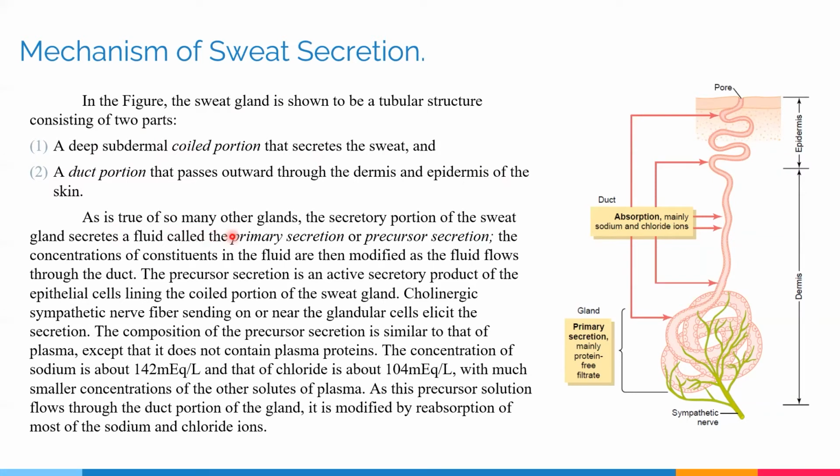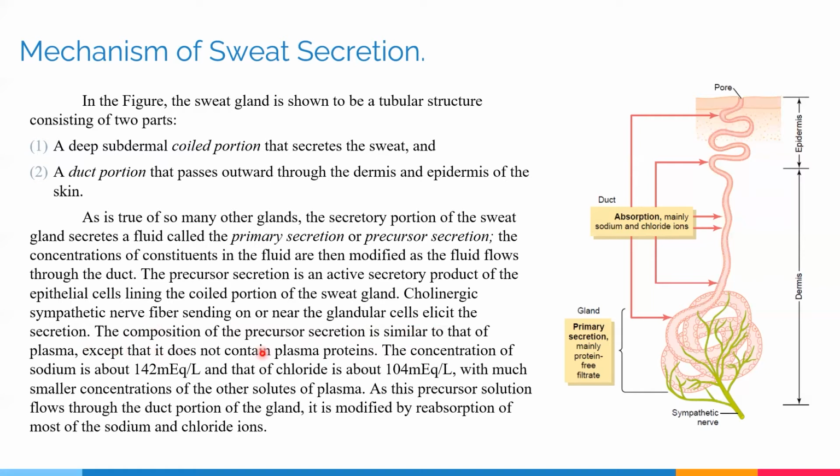As is true in so many glands, the secretory portion of the sweat gland secretes a fluid called the primary secretion or the precursor secretion. The concentrations of the constituents in the fluid are then modified as the fluid flows through the duct. The precursor secretion is an active secretory product of the epithelial cells lining the coiled portion of the sweat gland. Cholinergic sympathetic nerve fibers ending on or near the glandular cells elicit the secretion.